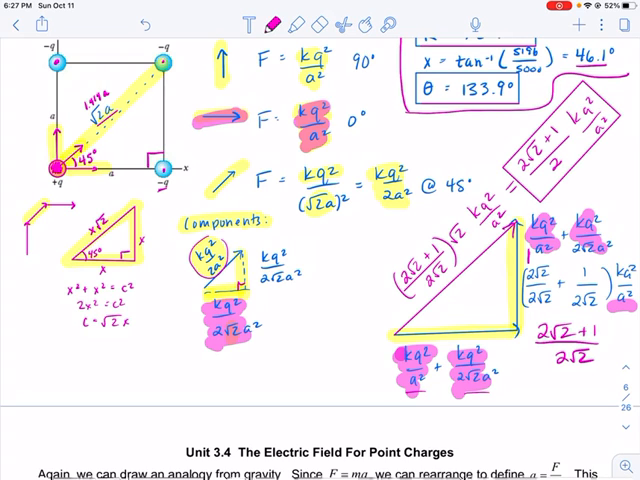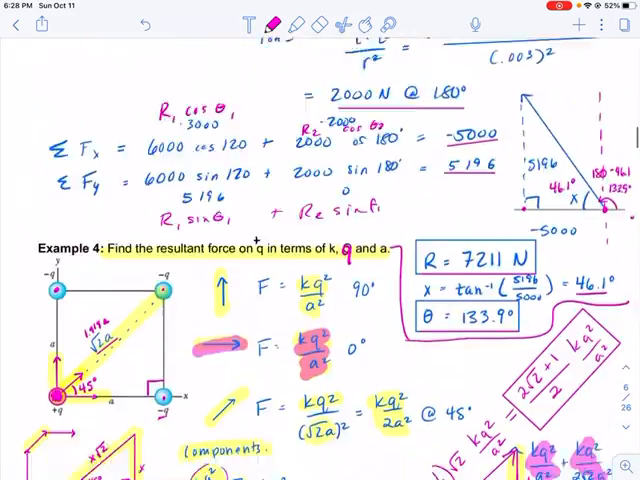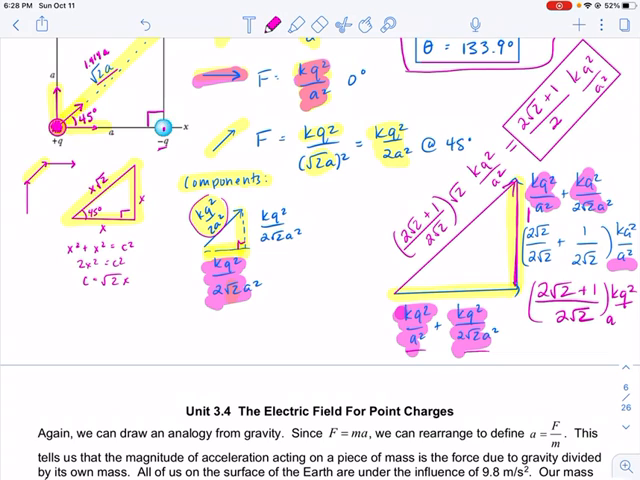And now I know that if I know how long one of these sides is, to get the hypotenuse, because I'm still working with a 45, 45, 90 right triangle, all I have to do is multiply either one of these sides times the square root of 2 to get my result. And when I do that, the square root of 2 actually drops out, and I end up with 2 times the square root of 2 plus 1 over 2 times kq squared over a squared.